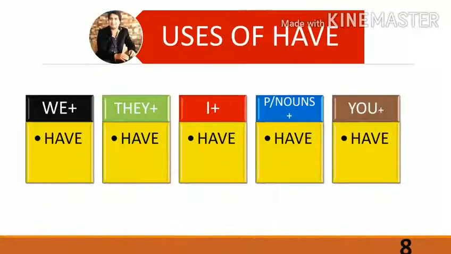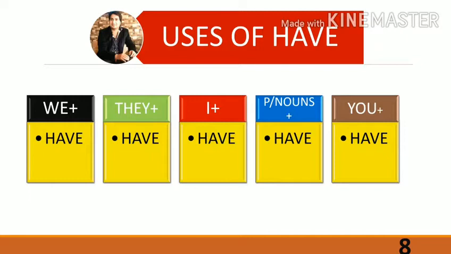Now students, we will talk about the use of have, where we make the use of have and with what basic words we can make the use of have. Firstly, we make the use of have with we. Whenever we make sentences like this, we have written, we have played, we have sung, we have driven. So we can make the use of have with we. We can also make the use of have with they. That is also very important: they have played, they have written, they have sung, they have driven.